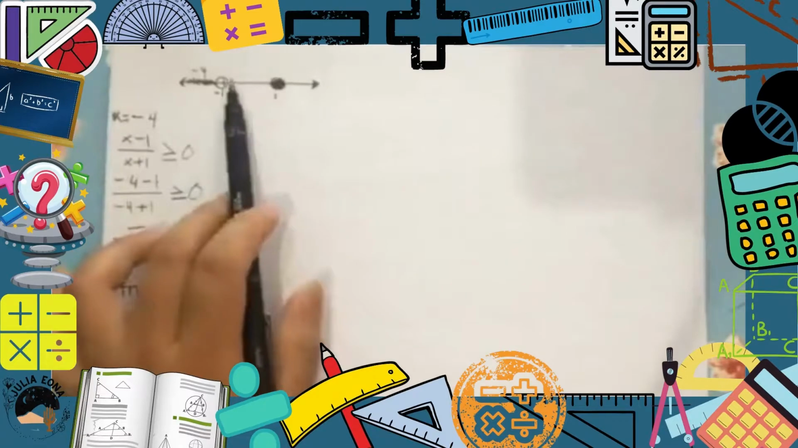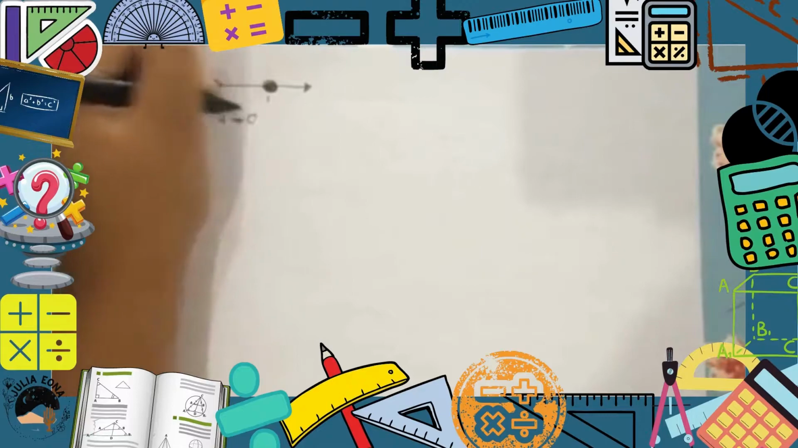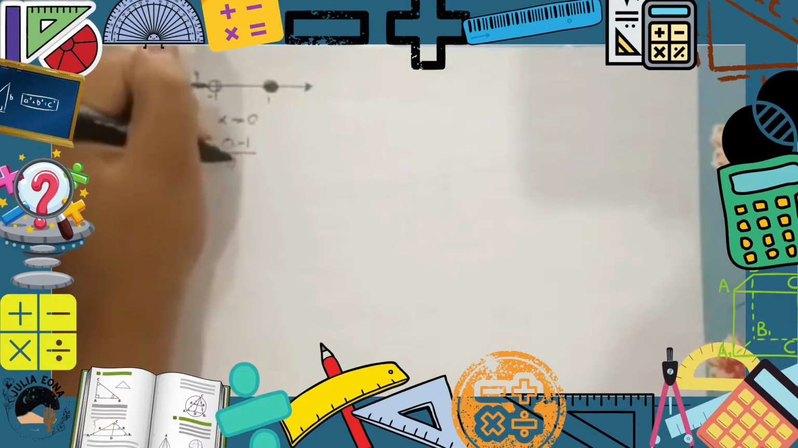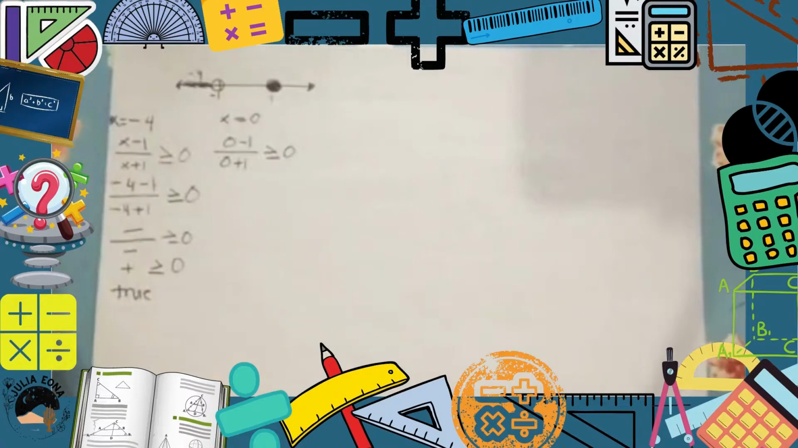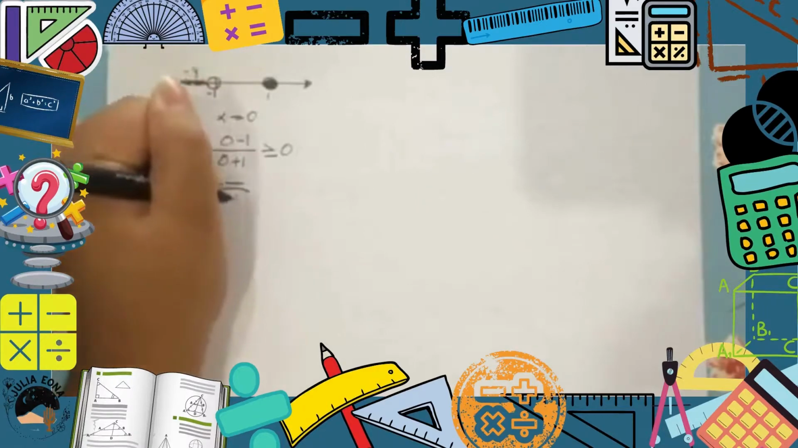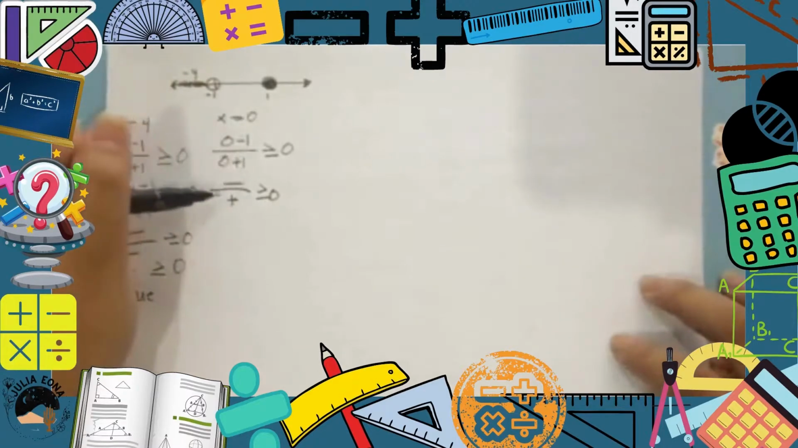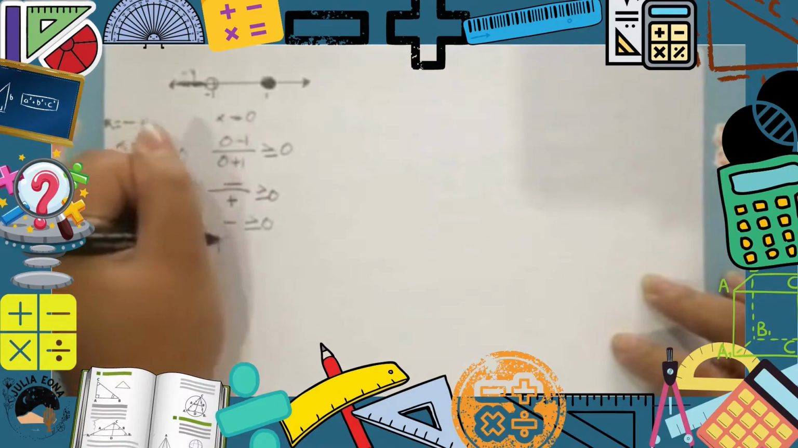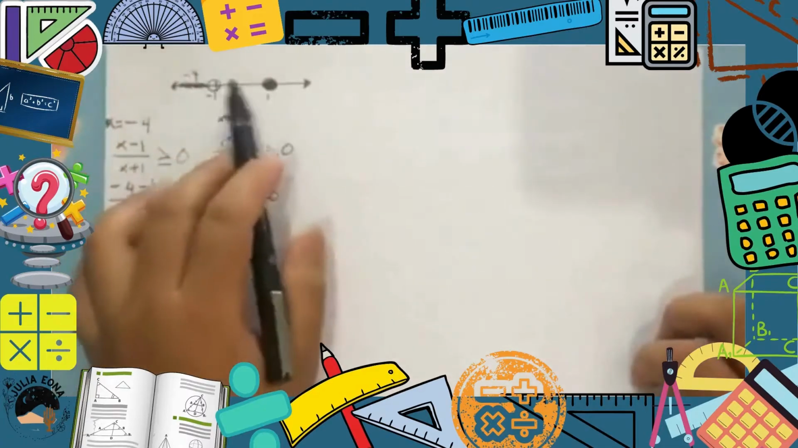Next, this range. Let's have 0. So 0 minus 1 over 0 plus 1 greater than or equal to 0. So we're going to have negative over positive. So negative over positive is negative, which turns out to be false. So we are not going to shade this part.